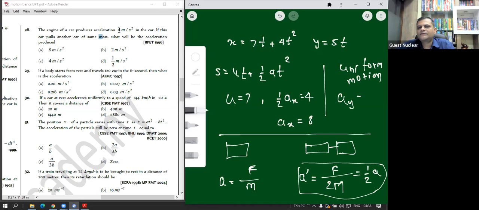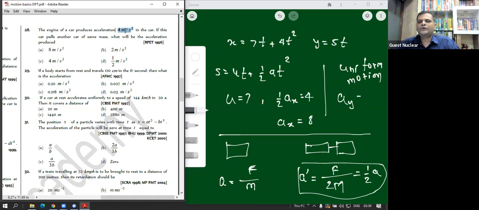So that means if suppose initially the car engine can produce the acceleration of 4 meter per second square in a single car, then if another similar car is applied to it, and if that engine has to pull the two cars, that means the acceleration will just get halved.